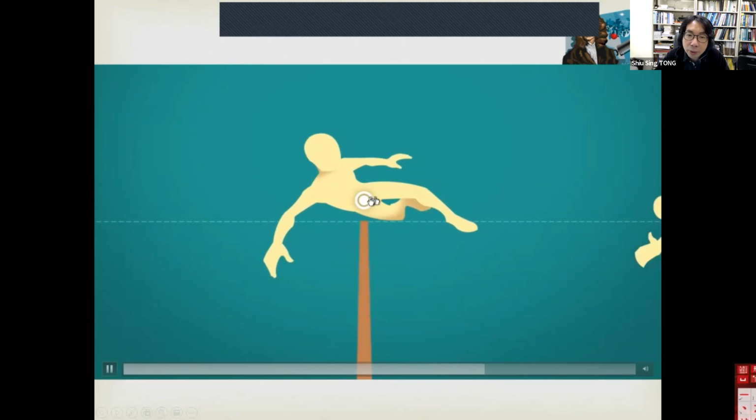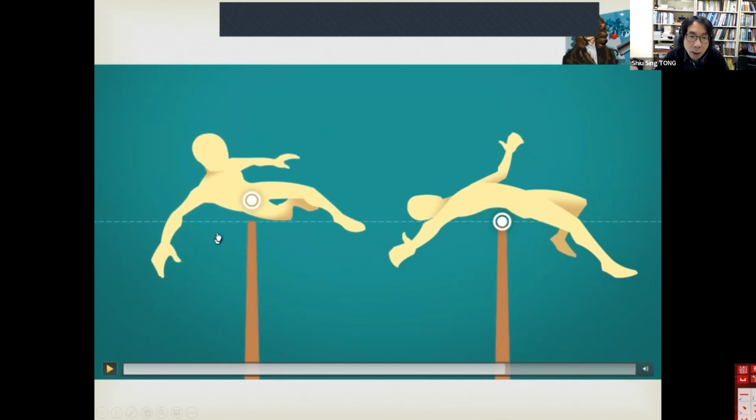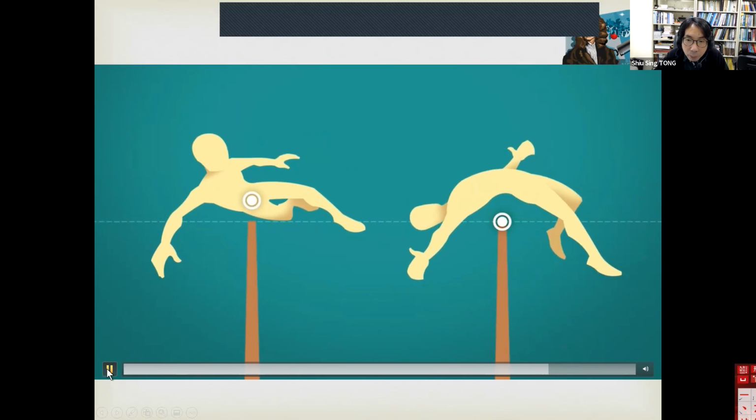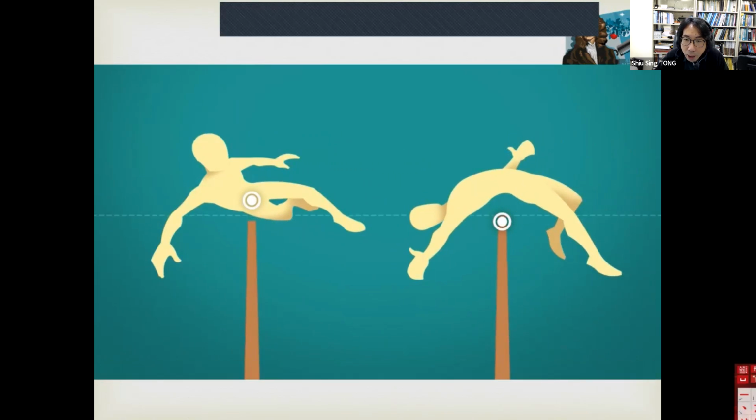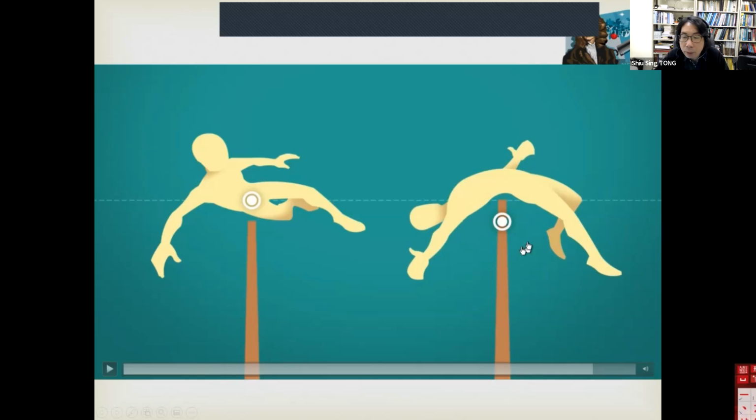If you do it like this, you need to raise your body above the pole, right? The center of mass above the pole. While if you do the Forsberg jump, if you bend your body by a sufficiently large amount, you actually will lower the center of mass position below the top of the pole. And that, of course, poses an advantage because it requires less energy for you to do this.